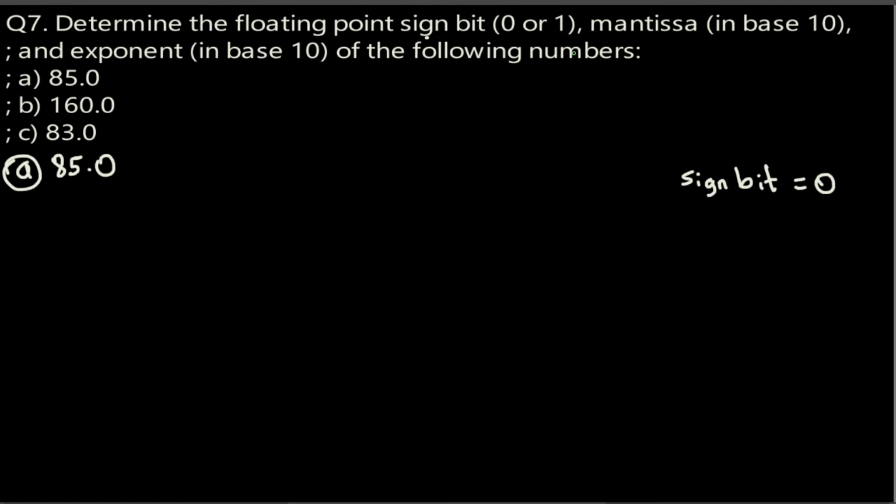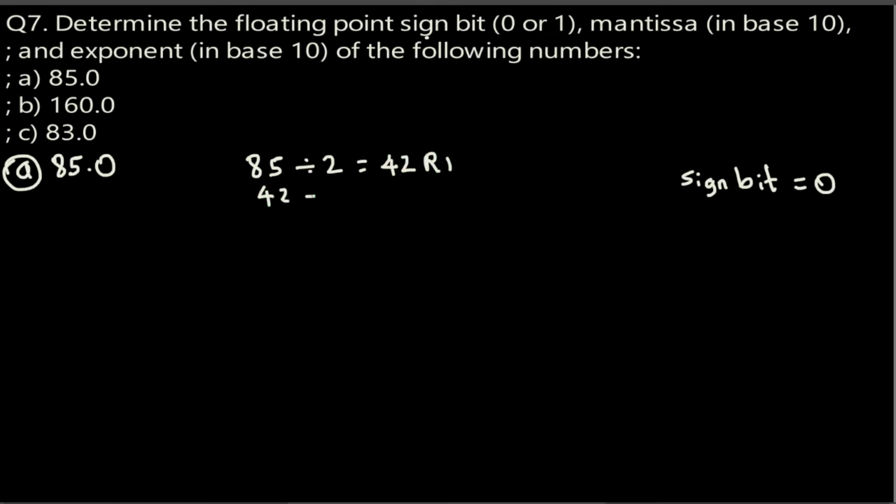Okay. The next thing is we have to find out the mantissa and also the exponent. To find those two of them, we have to convert this one into a binary number. So let's convert 85 into a binary number. We can use the division. 85 divided by 2, that is 42, and the remainder is 1.